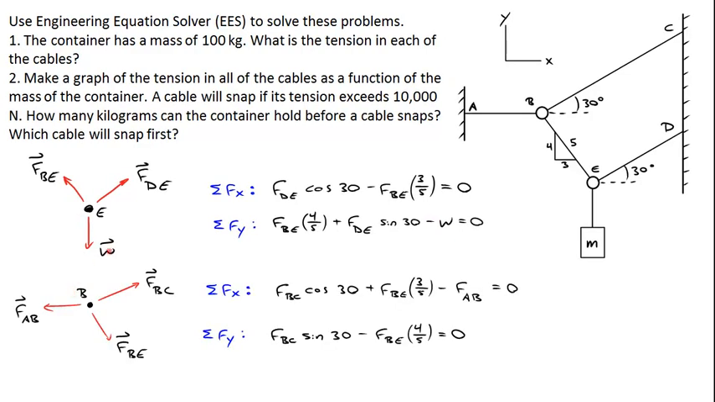Now I've drawn a free body diagram for point B, and I've drawn out the x and y components of those forces, and the sum of those both have to equal 0. For problem one, what I'm left with is four equations and four unknowns. You could work through a lot of algebra to solve this, or we could use Engineering Equation Solver, and it'll solve it for us.